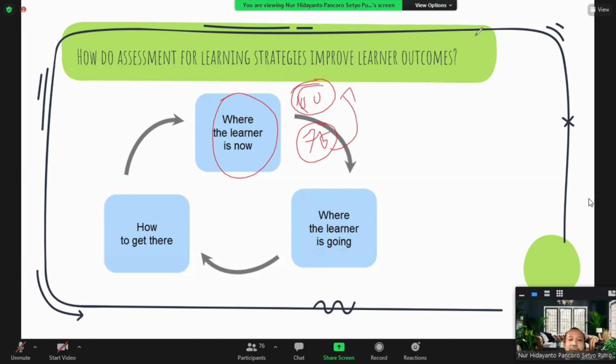Because you're going to be here. Right? And I'm going to help you how to get there. I'm going to provide you with assistance. I'm going to show you your weaknesses. I'm going to show you your strengths, some parts that you need to improve to perform the best throughout your study or throughout your learning process.